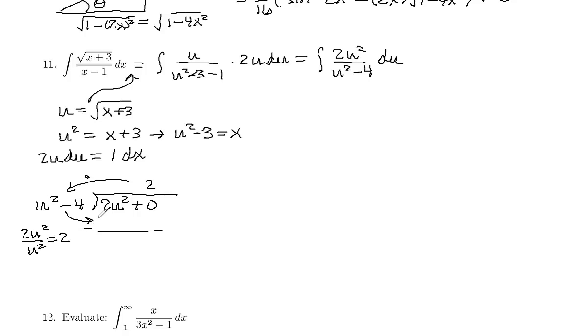So 2 times u squared is 2u squared. 2 times negative 4 is negative 8. And we are subtracting here, so we're going to change the signs, minus, plus, and then add. So these guys are going to cancel out. 0 plus 8 is 8. And our remainder now has an exponent that is less than u squared. So remainder 8, remember we would write that as plus remainder over divisor. So 8 over u squared minus 4.